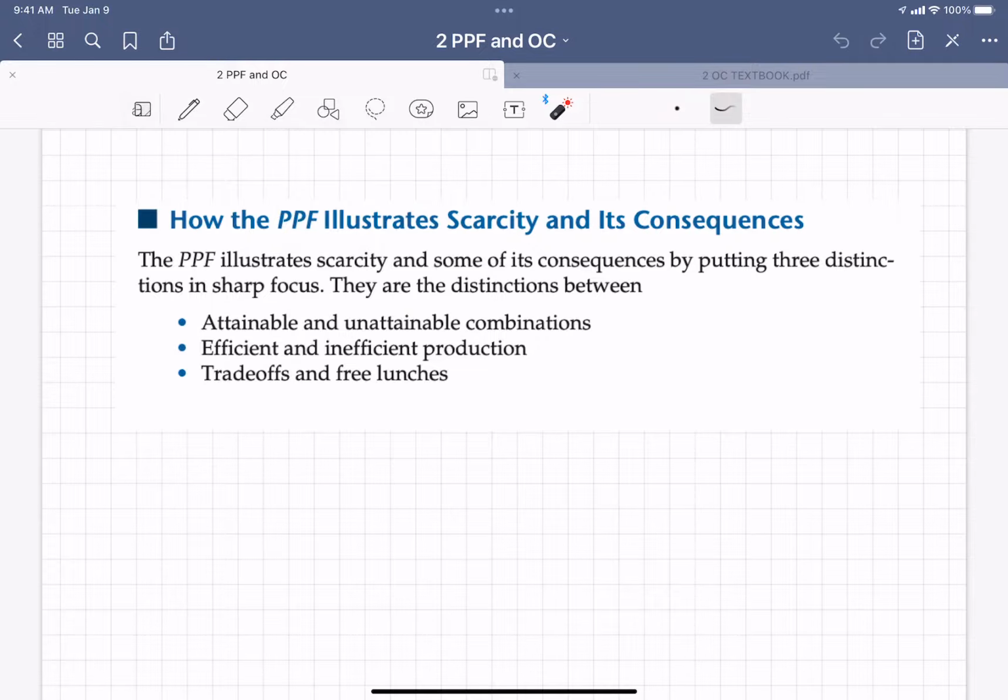And so the PPF illustrates scarcity and some of its consequences by putting three distinctions in sharp focus. That would be distinctions between attainable and unattainable combinations or bundles. I can use the term bundles now and then, but it's the same as combinations. Then efficient and inefficient production, and trade-offs and free lunches.